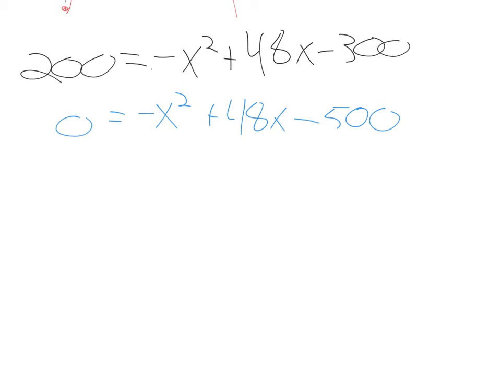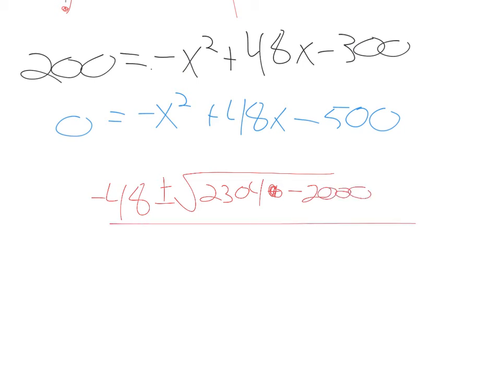All right. So, opposite of b, negative 48, plus or minus the square root of 48 squared. Ooh, big number. So that'd be 2304, minus 4 times a times c. Well, 4 times a is negative 4, times 500. So we're going to have minus, well, that'd be a plus because there's two negatives. Minus negative 2,000, all over 2a, so that'd be negative 2.